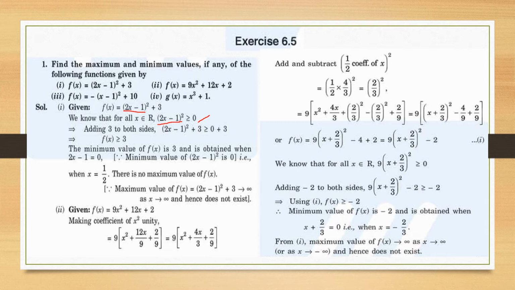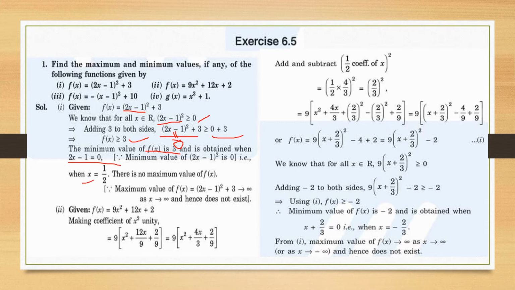Now if I add 3 to both sides, what I will get is that the function will also be greater than or equal to 3. So that means the original function is greater than or equal to 3. Greater than or equal to 3 means the minimum value of the function is 3, and it is obtained when this term is equated to 0.